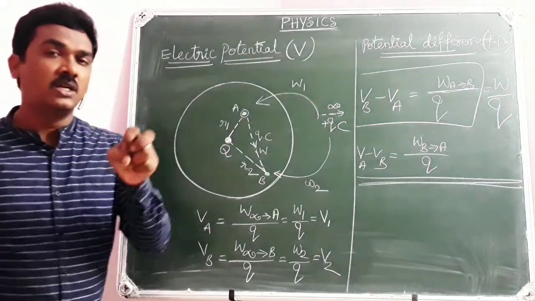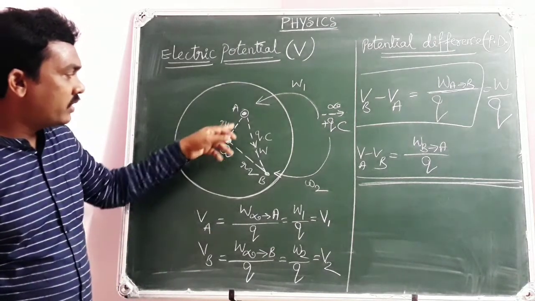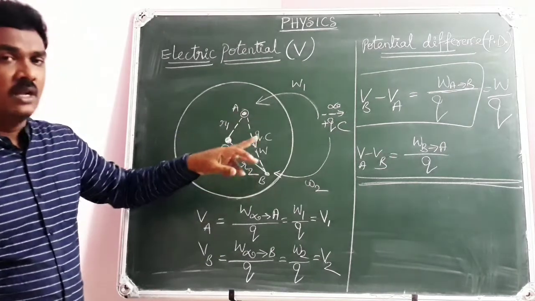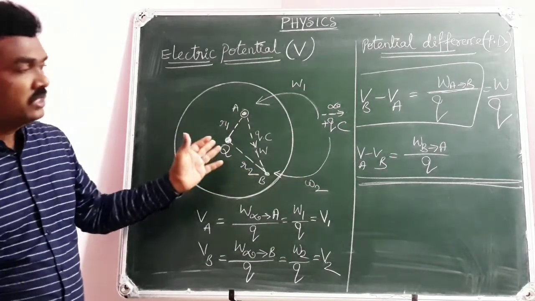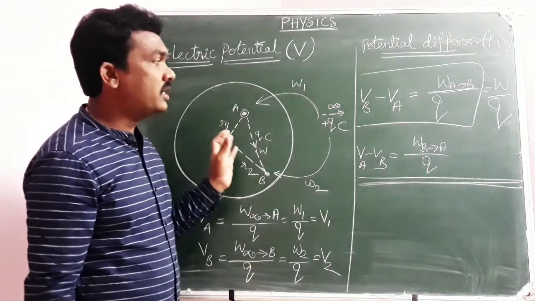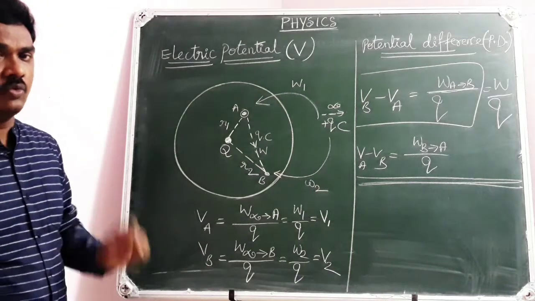some potential difference. Of course, as the point A is very close to the source charge, A will be at a greater potential, B will be at a lesser potential. There is some potential difference. This is all the basic introduction to the concept of potential difference between the 2 points.